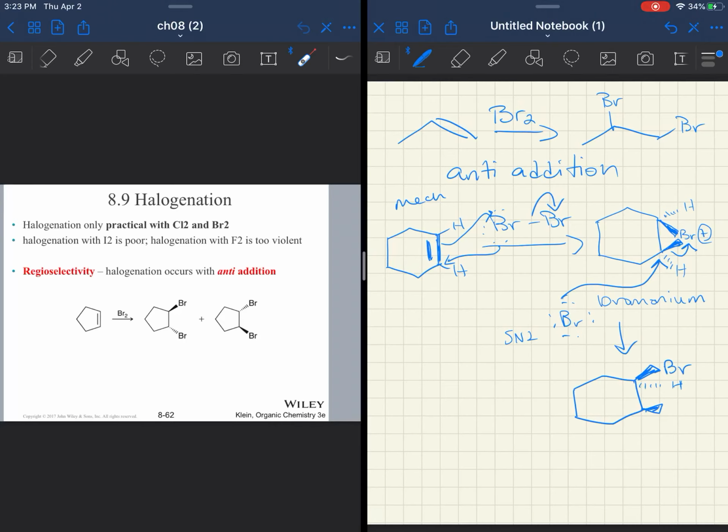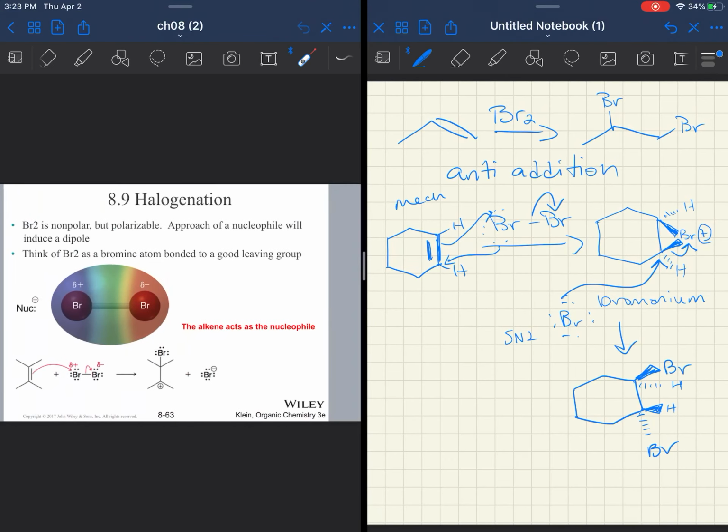Hydrogen to the back. Here, because we had SN2, it's going to be an inversion of stereochemistry. That pushes that hydrogen forward, and the bromine that added is going to be in the back. So you always form this 3-membered ring, and then the second bromine adds from the other side, giving us an anti-addition. Now you'll see I do this in 2 steps.